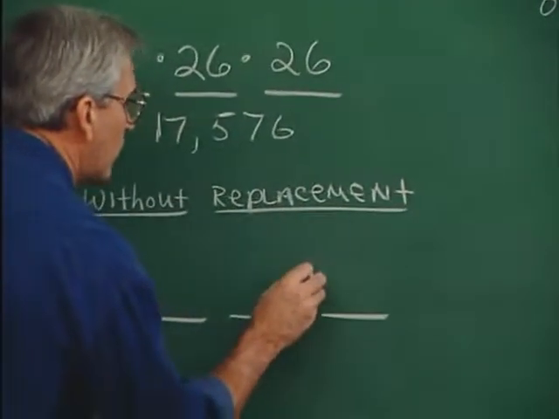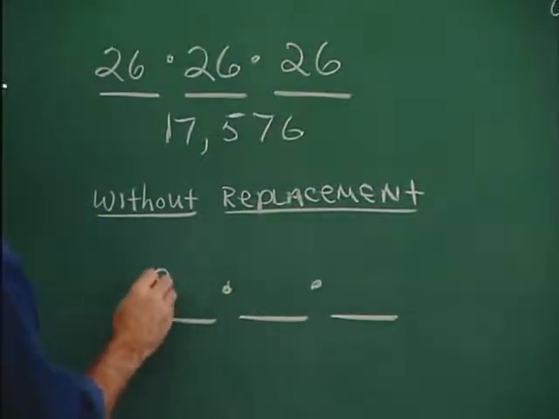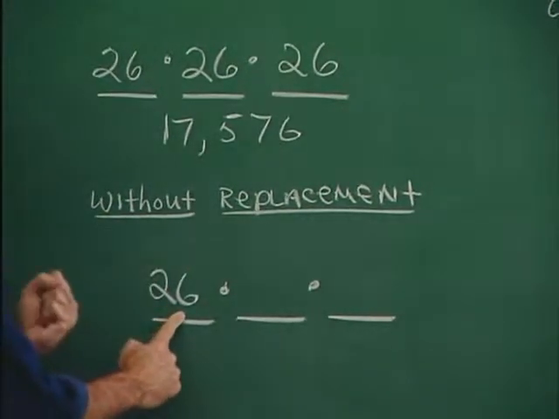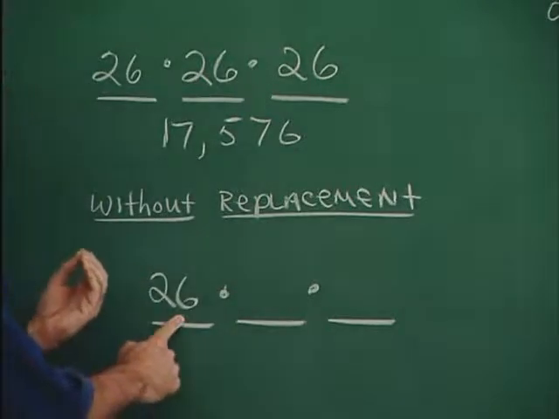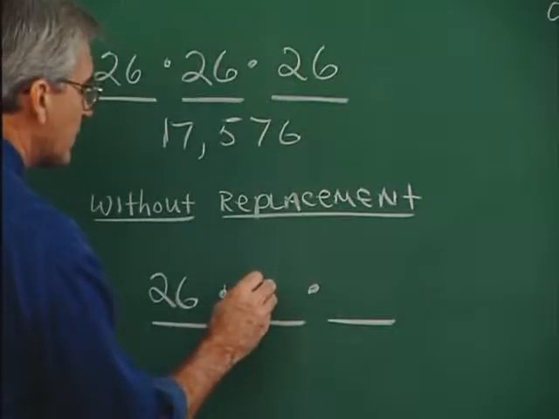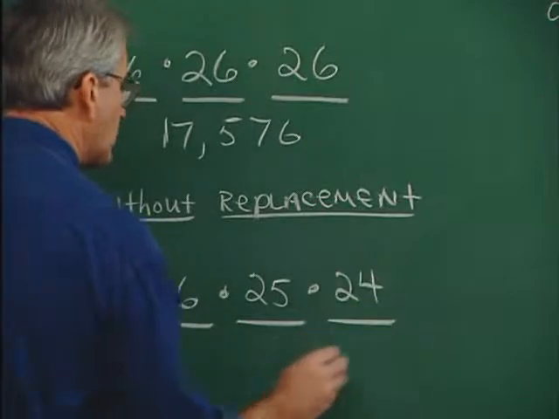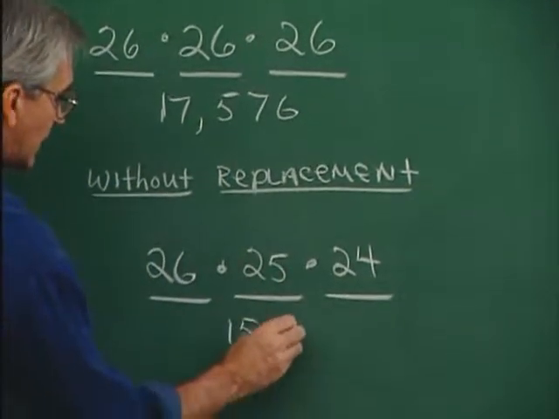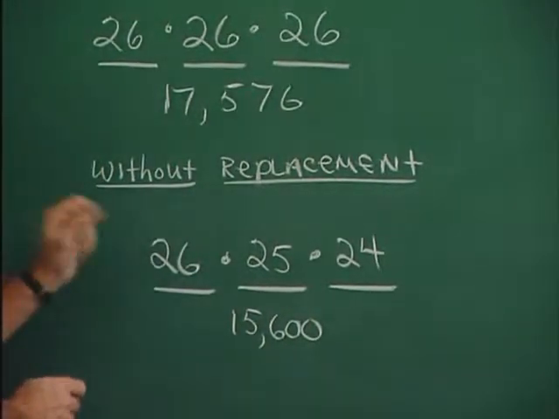We have 3-letter words, and we have the entire alphabet at our disposal here, so it's 26 choices for this one. Now, once we've chosen a letter and used it, we can't use that letter again. It is not an option for choice here. So the next number of items for choice is 25, and then after that, 24. So 26 times 25 times 24, or 15,600 for the number of 3-letter words without replacement.